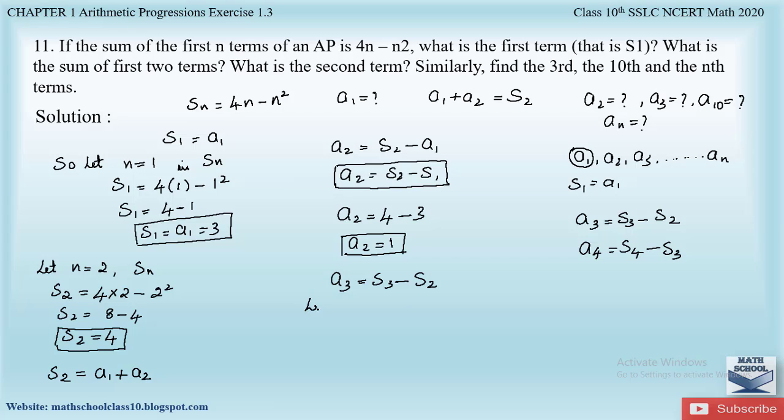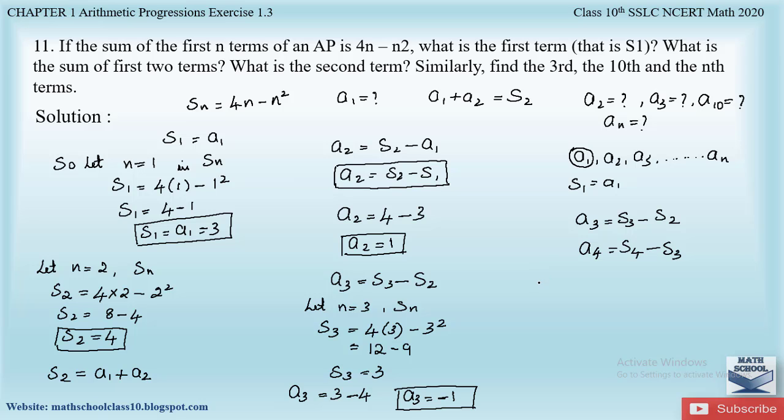So let n is equal to 3 in Sn. S3 is equal to 4 into 3 minus 3 square. So 4 3s are 12 minus 3 3s are 9, so S3 is equal to 12 minus 9, it is 3. S2 we already know, so let us substitute in this equation and find A3. A3 is equal to S3, that is 3, minus S2, which is 4. Therefore A3 is equal to minus 1.